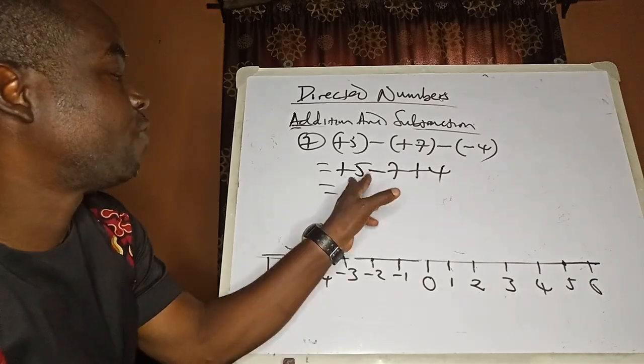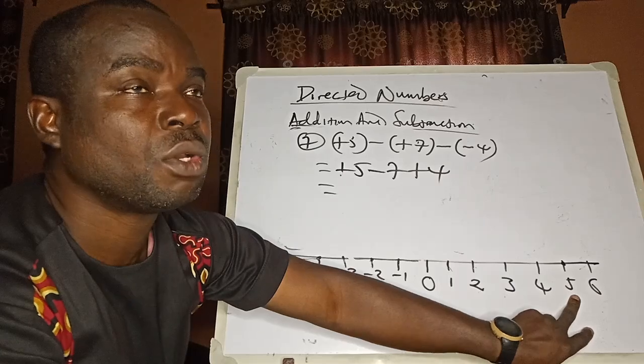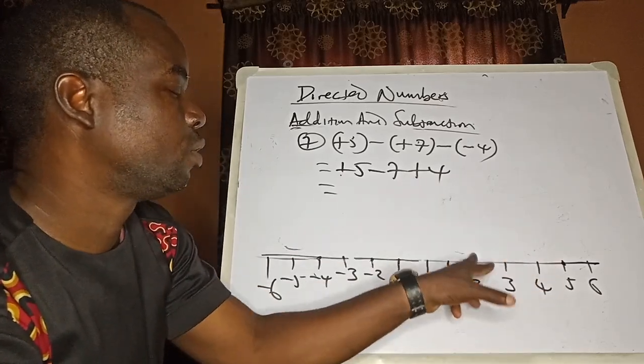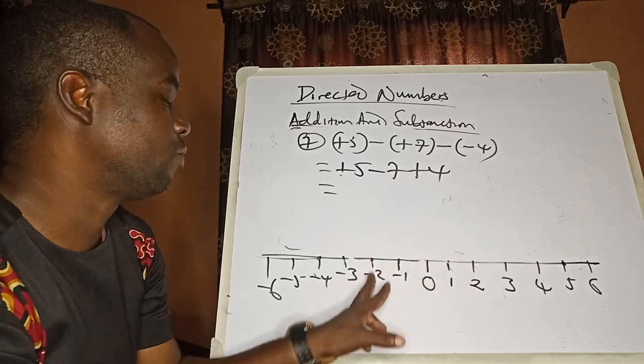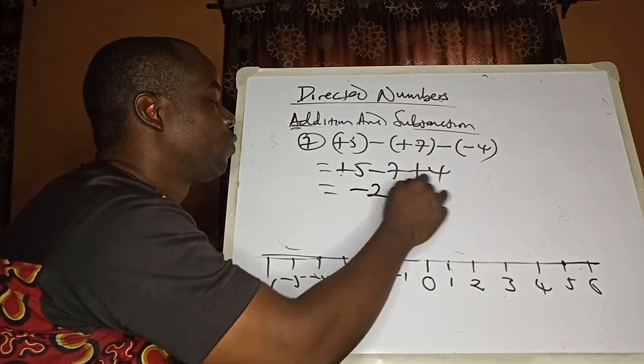So let us do plus 5 minus 7 first. Where is plus 5? This is it. Let's go minus 7. 7 places backwards. 1, 2, 3, 4, 5, 6, 7. The answer is minus 2. So I bring down minus 2 plus 4.